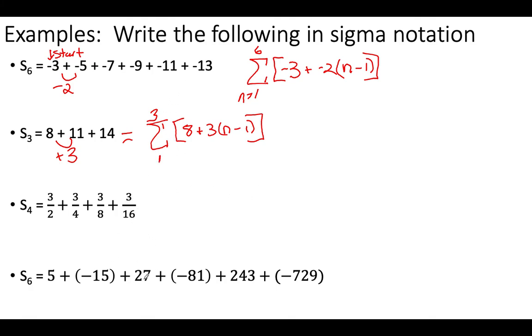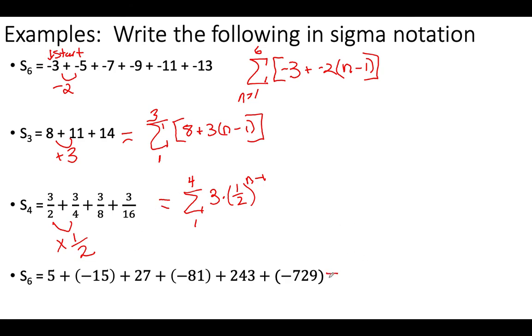These 2, I believe, are geometric. So if I look at s sub 4, it looks like I'm multiplying by 1/2 each time. And so this would equal 1, 2, I have 4 terms. I'm multiplying 3 times 1/2 to the n minus 1. So again, this is just the explicit rule of this sequence: 3/2, 3/4, 3/8, 3/16.